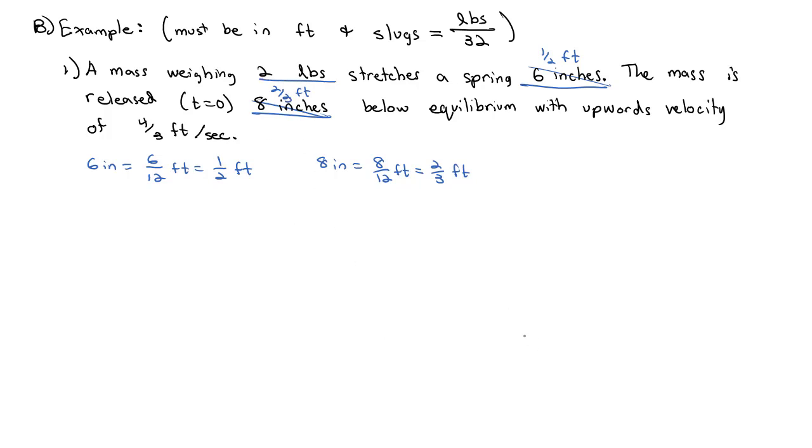We also have the weight in pounds, which is actually a force. It's not a mass or slugs. So we have to calculate the number of slugs we have, which is the 2 pounds divided by the 32, which is the force of gravity, gives us 1/16 of a slug.